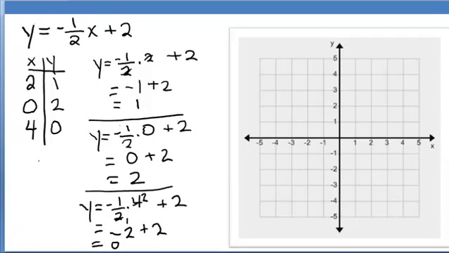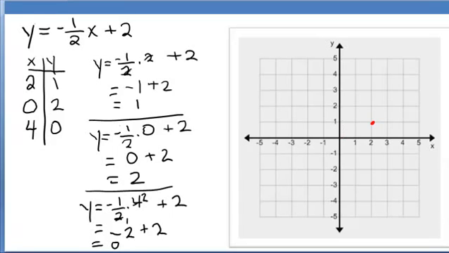Now we'll plot these ordered pairs. So first of all, 2, 1. We'll start at 0, 0. So move to 2 on the x and 1 on the y. Make your point. Go back to 0, 0. We're going to plot 0, 2.